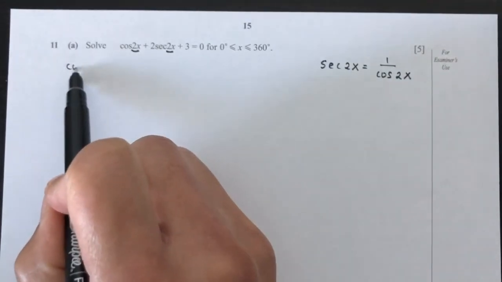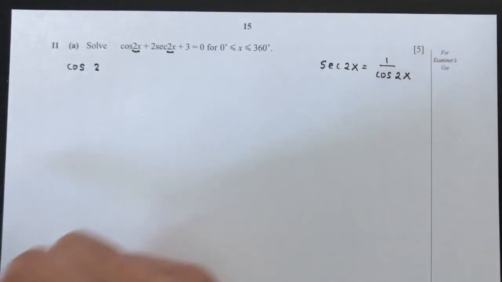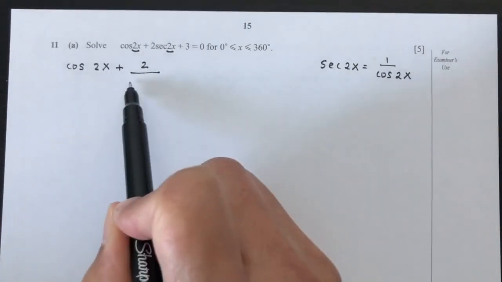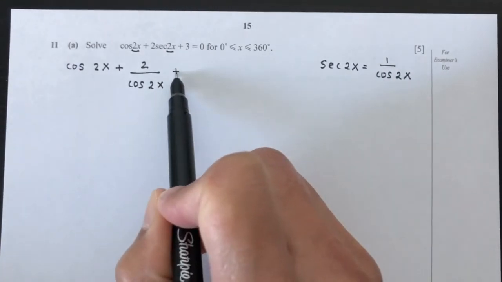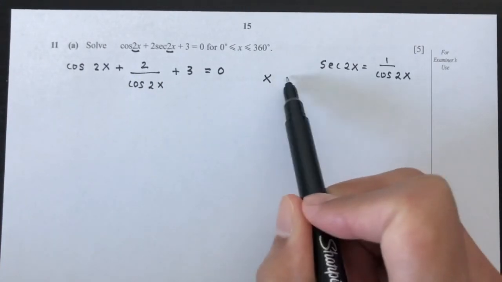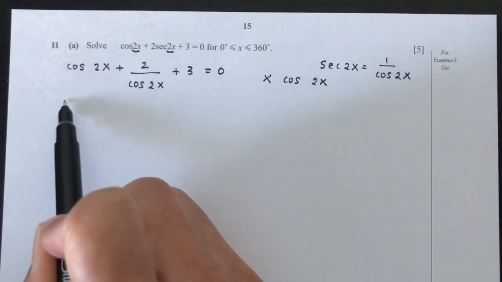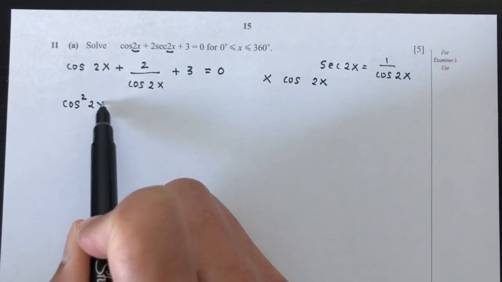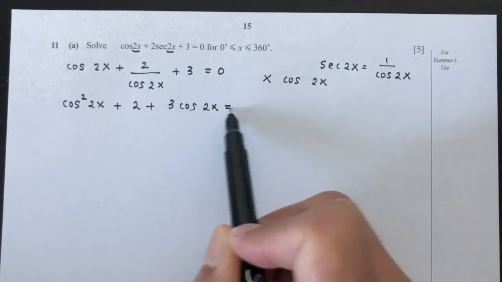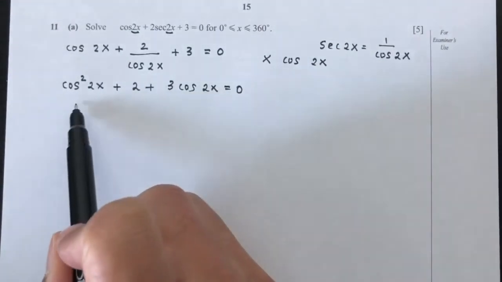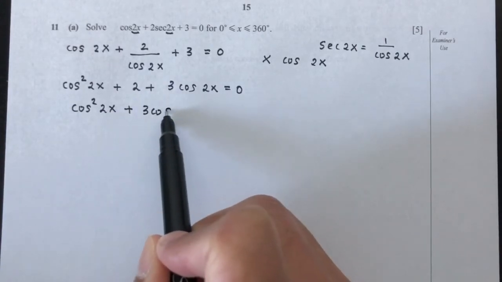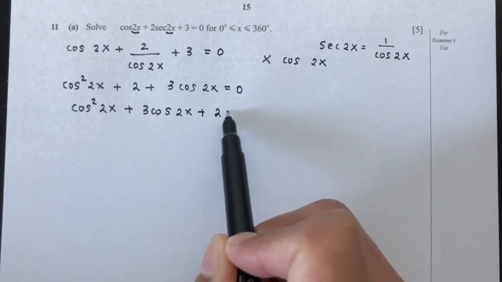You will have cos 2x plus 2 over cos 2x plus 3 has to be 0. Now to eliminate the denominator, we have to multiply by cos 2x everywhere. You will have cos square 2x plus 2 plus 3 cos 2x equal to 0. Now simplify, rearrange, so you have cos square 2x plus 3 cos 2x plus 2 equal to 0.